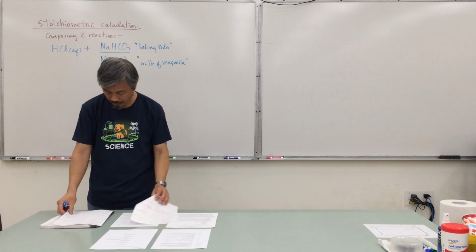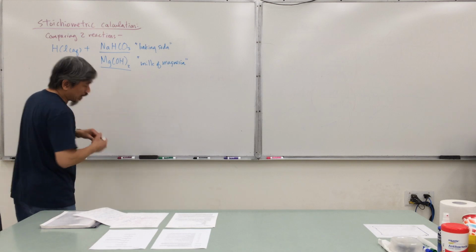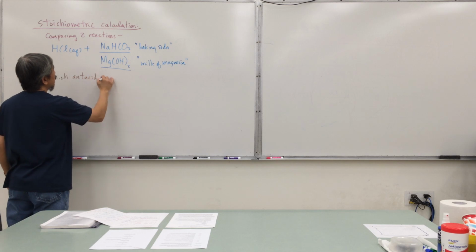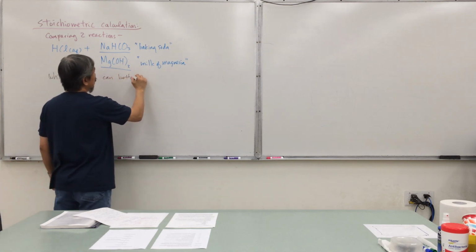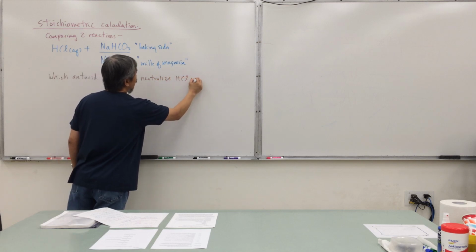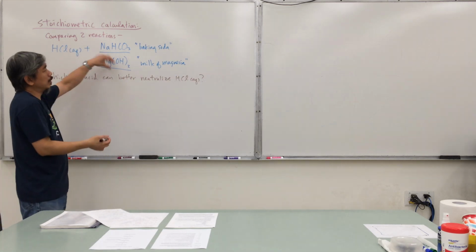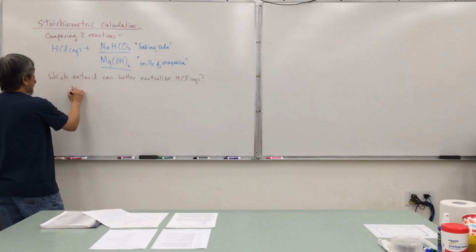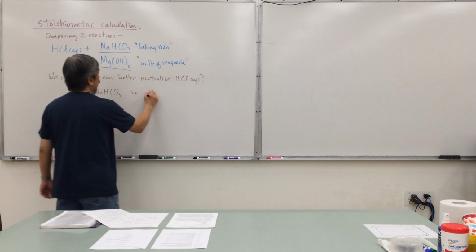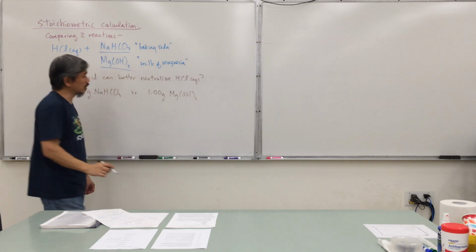In this case, we're going to go ahead and look at the following question. Which can better neutralize HCl? Of course, I'm going to compare them by looking at the same amount. So let's assume that I have 1.00 grams of NaHCO3 versus 1.00 grams of my Mg(OH)2. See which one is going to give me better results.